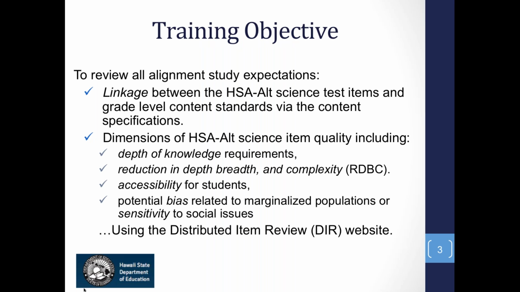So the training objectives, and you might recognize quite a number of these slides from phase one because they are literally the same. We're going to be looking at the linkage between the science test items and the grade level content standards, using the content specifications as a kind of defined mediator or pathway to that grade level content standard. We're going to be looking at the same dimensions of item quality: depth of knowledge, RDBC, accessibility, and bias and sensitivity. And again, we'll be using the distributed item review website.